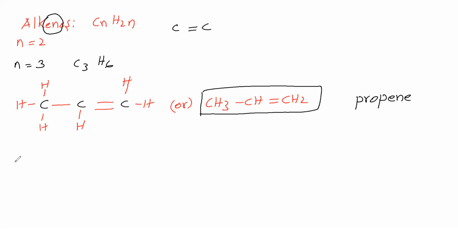Next we will substitute n is equal to 4. The formula would be C4H10, but C4H10 is not possible. C4H8 is possible. So n is equal to 4 we have substituted and we got C4H8. What are the possible structures for this? That we will see.